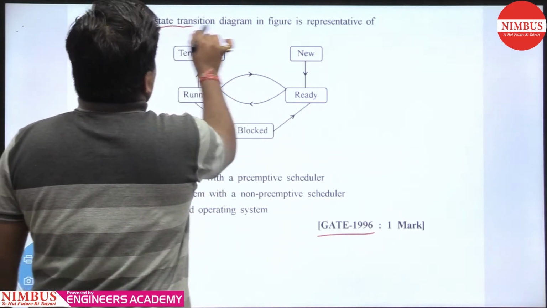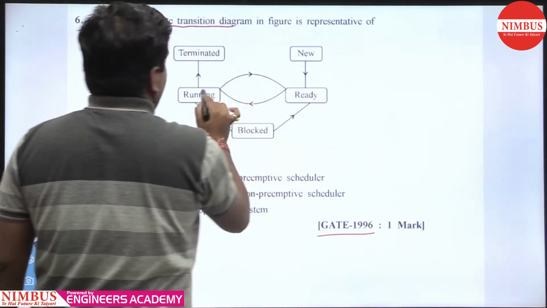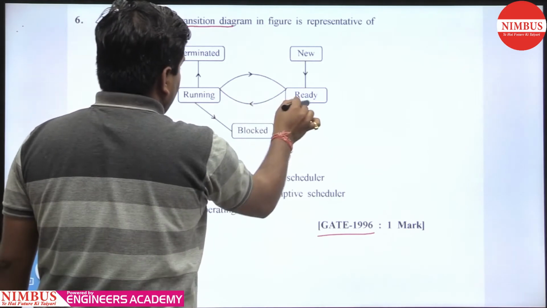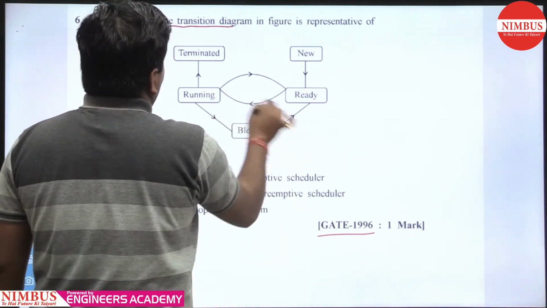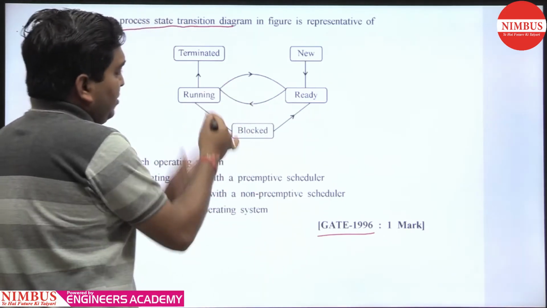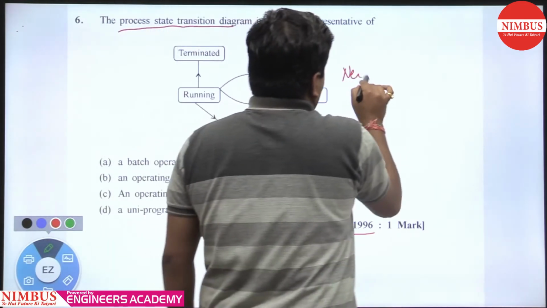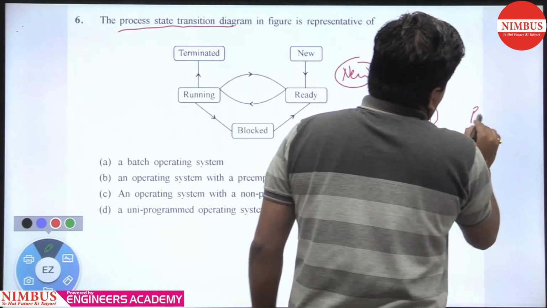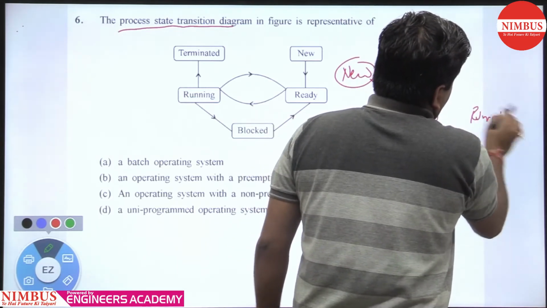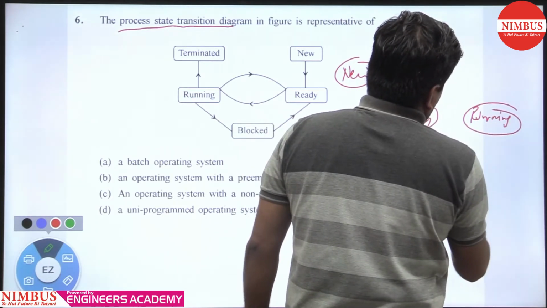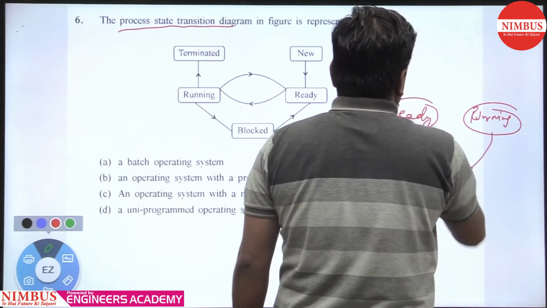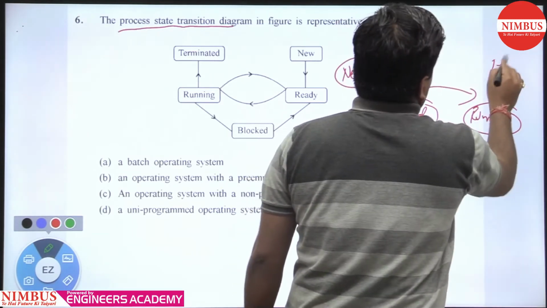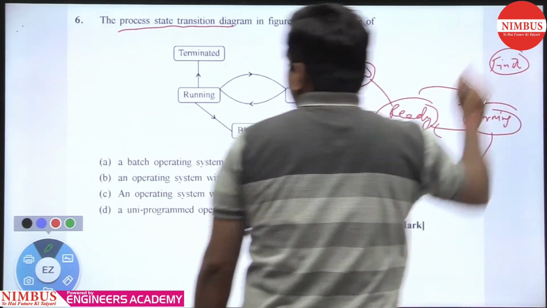The following process state transition diagram is shown: new, ready to running, running to block, and block to ready, and that is terminate. This is present in this way, or you can make it in this way also: new, ready, running, block, and that is finish or terminate. Getting my point? Now what are the options?